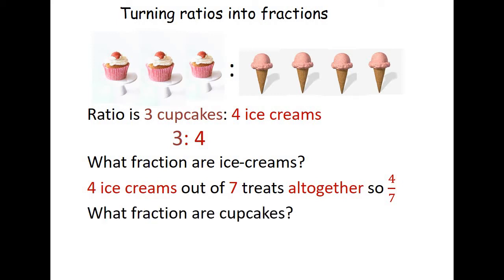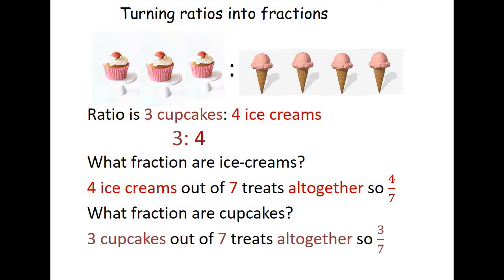If we were asked to write what fraction are cupcakes, there are 3 cupcakes out of 7 things altogether, so that's 3 out of 7. So the method is to get the denominator, the bottom number in the fraction, you need to find the total that there is altogether, and the numerator is always the given part of the ratio. So if it's cupcakes, it's 3, if it's ice creams, it's 4.